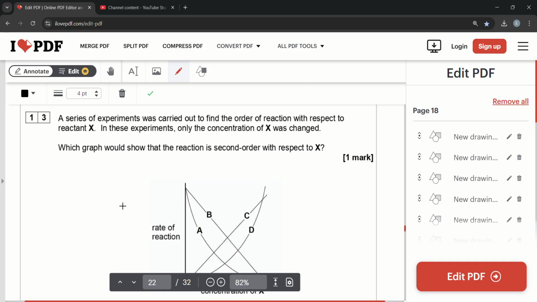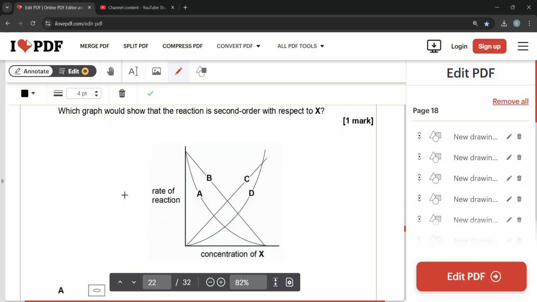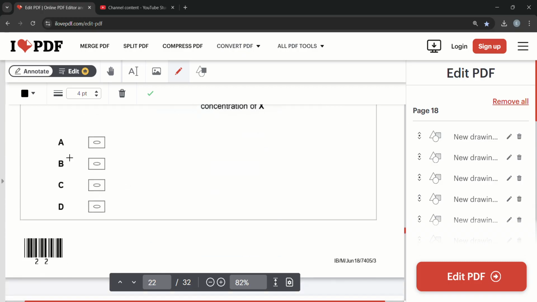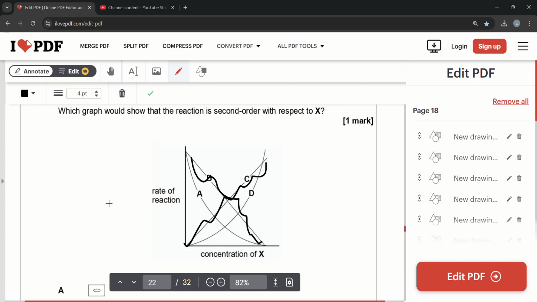Question 13D. Which graph would show the direction second order with respect to X? It can't be B or C. First order can't be, what is it? B and C.